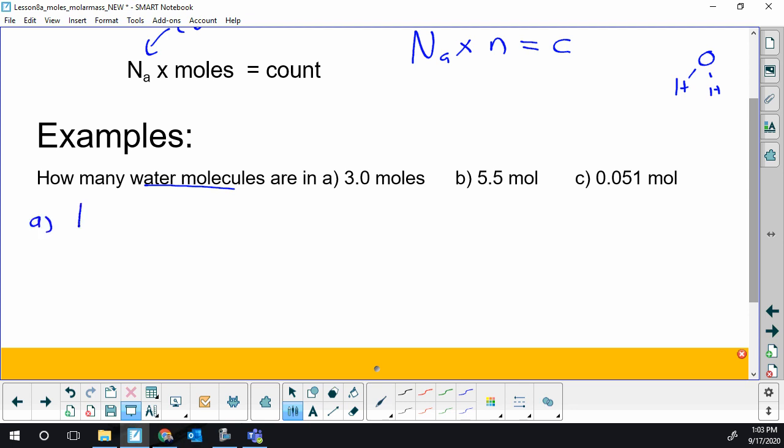So I need to take Avogadro's number times moles, 6.02 times 10 to the 23. I'm going to multiply that by 3 moles. Now, I didn't put any units in for Avogadro's number. This is 6.02 times 10 to the 23, whatever we want to count, in 1 mole.